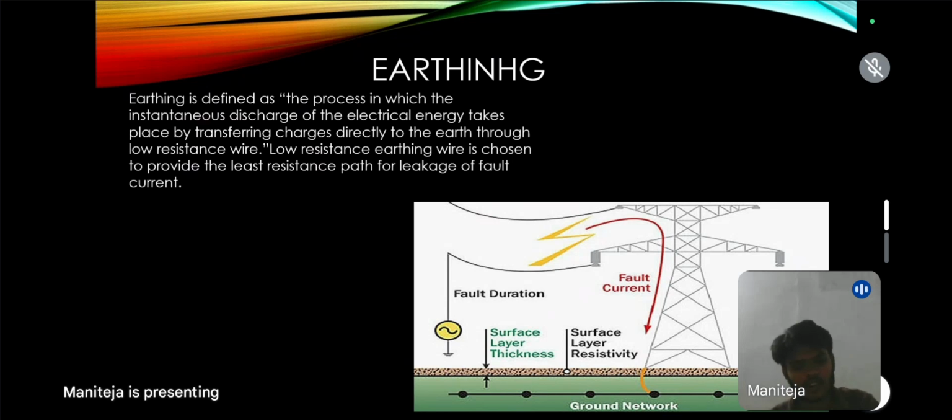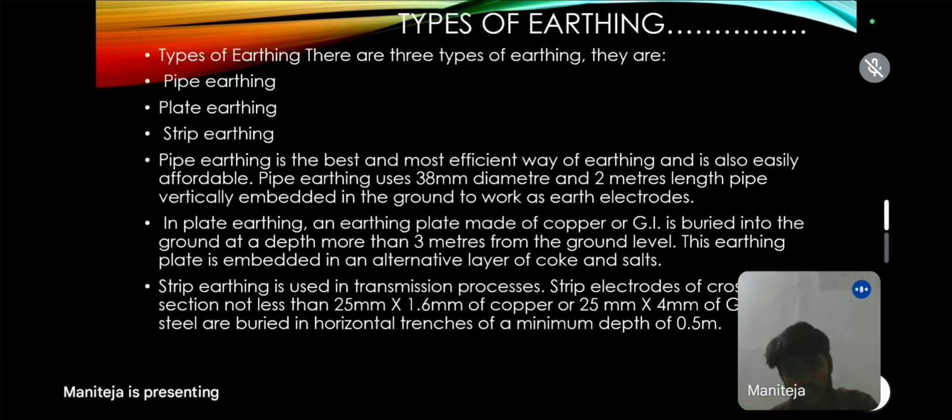You can observe all those things in the diagram: fault current, fault duration, surface thickness, surface layer resistivity, and the ground network which is installed. Earthing is very important to save the lines and all the electrical transfer. You can see the types of earthing: pipe earthing, plate earthing, strip earthing. There are many types, but these are important.